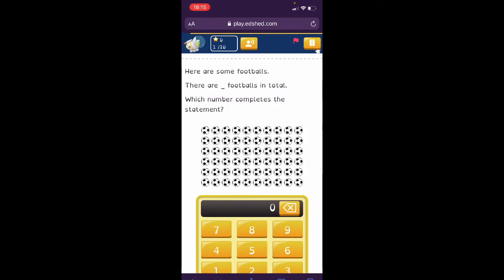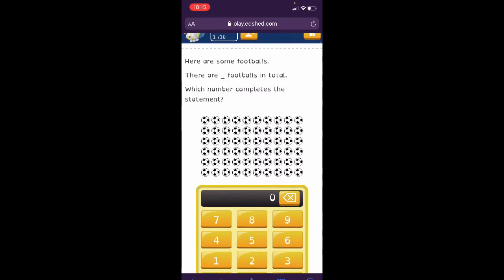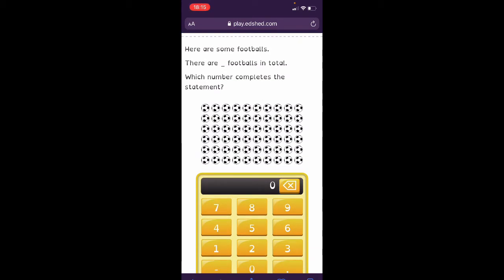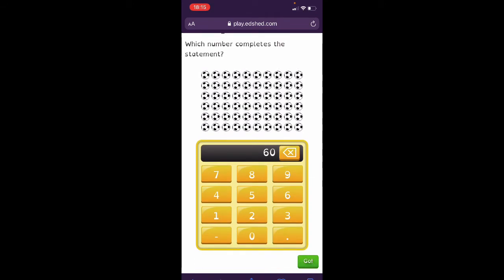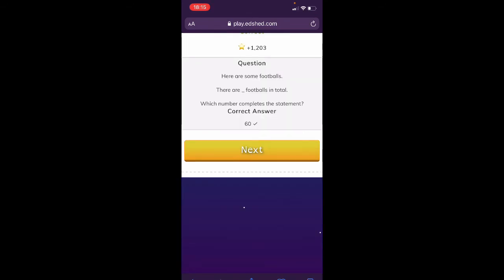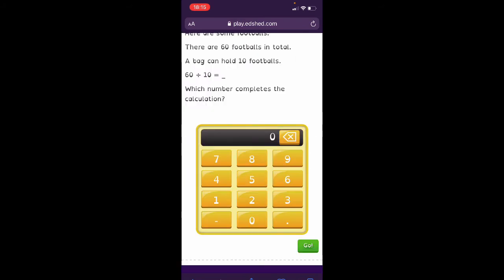Click on Start Game. So here's some footballs. There are how many footballs in total? So you've got to check. Are you counting in 2s, 5s or 10s? Definitely 10s. Count them. 10, 20, 30, 40, 50, 60. Put the number in the calculator. Click on Go and it will tell you straight away if you've got the answer right or not.